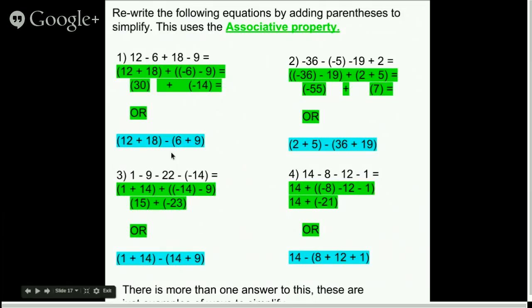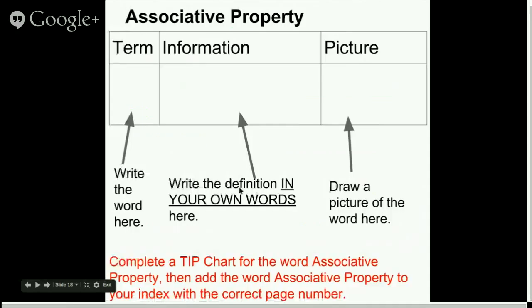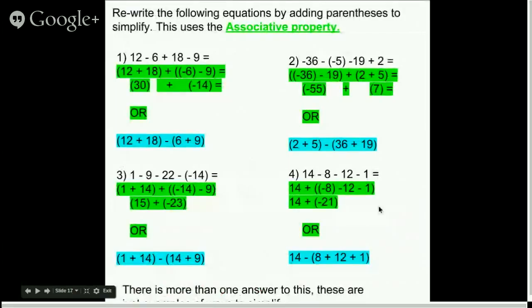So here you could group these together. So 12 plus 18 plus a negative 6, minus 9, or negative 6 plus a negative 9. You can group these together, which is convenient because you can turn it into this blue one. So minus 6 plus 9. You do this and this is just addition. Then you only have one subtraction problem. And there's more than one answer, so if you didn't get exactly what I got, yours could still be correct as long as it equals the same number.